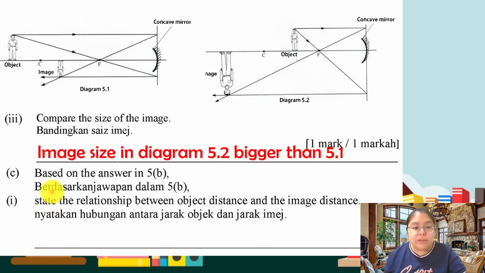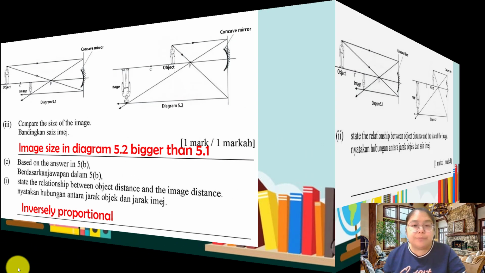After comparing, we must get the relationship. So you state the relationship between the object distance and image distance. They should be inversely proportional. Okay, give me the full sentence. So from here, I just write in short form, inversely proportional.